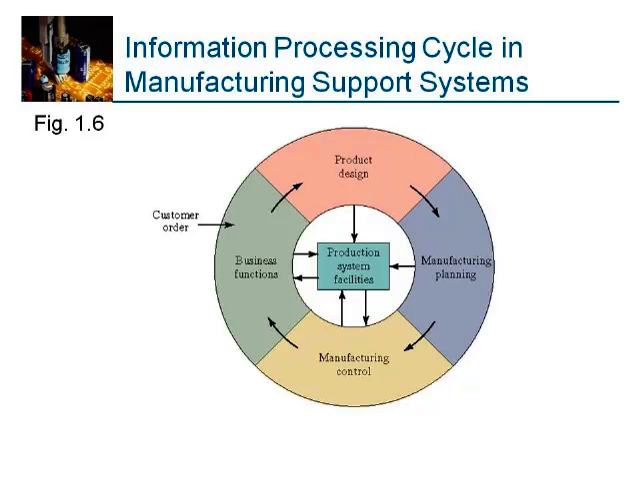This wheel contains four important areas: manufacturing planning, control, business functions, and product design. They in turn interact with the production system facilities, and the whole thing is activated, started moving, at the customer order. Automation in production systems.